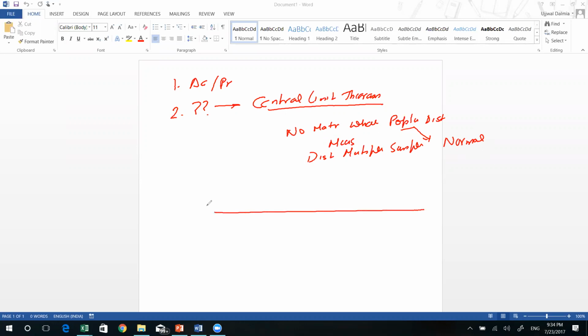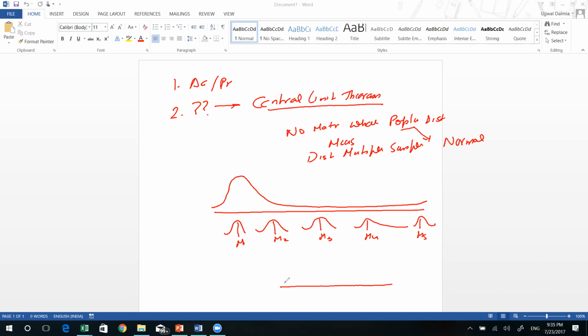Let's say that your population distribution is something like this. Does this look normal? No, right? What the central limit theorem says is that if you take multiple samples out of this population, calculate the mean for each of these samples, and draw a distribution for these means, so this is mean 1, mean 2, mean 3, mean 4, mean 5, if you draw the distribution of these mean values, this distribution will always be normal.